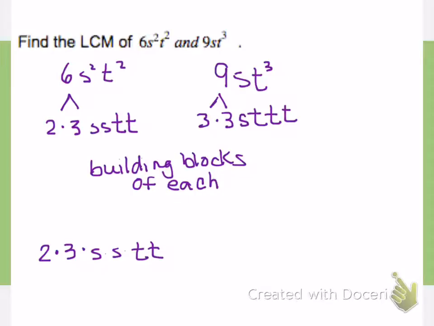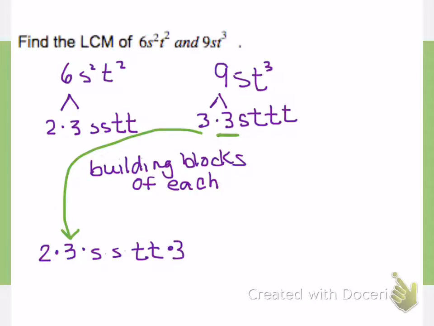So the first value, 6s squared t squared, is found inside of the final value. But I know it also has to contain the factors, or the building blocks, of the second value. So I want to look at the second value. There is already one factor of 3, but I need another one. So I'm going to put down another factor of 3.